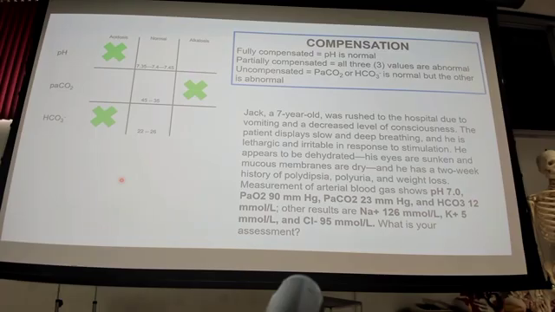So when determining arterial blood gases, remember whatever follows pH, meaning respiratory or metabolic, is going to tell you what type of condition this person is suffering. So what are we thinking they're suffering based on this so far? Metabolic acidosis, right? Does that make sense to everybody?